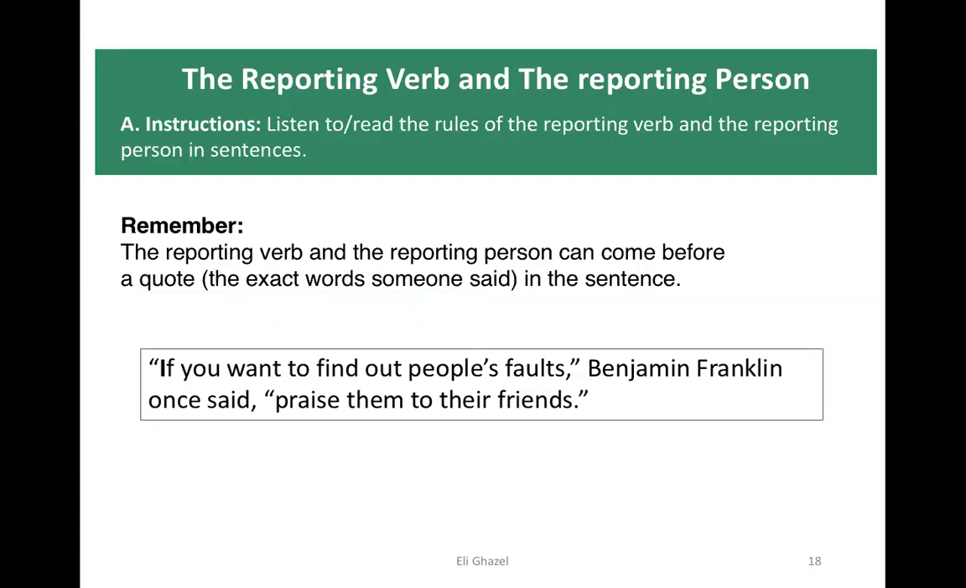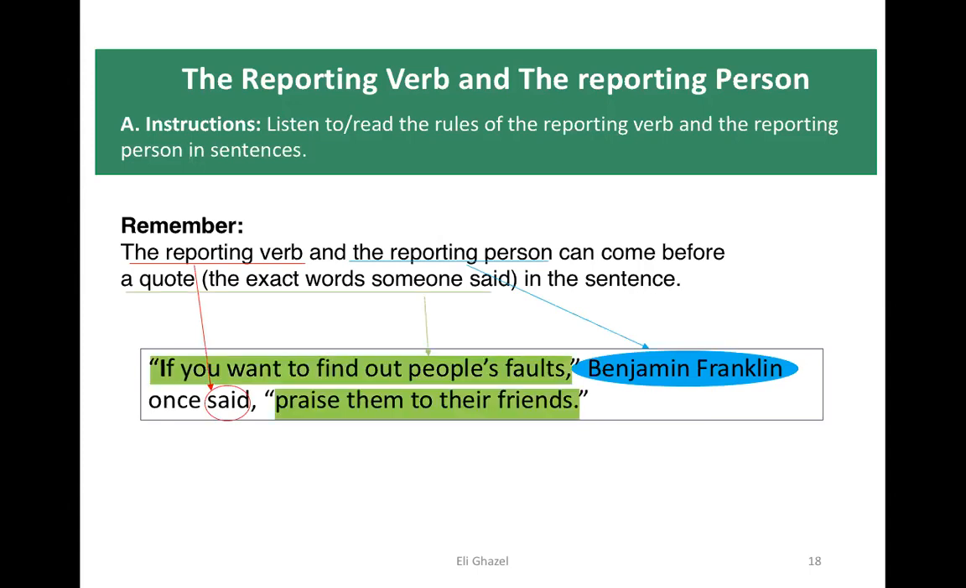Let's do it again. We want to find a reporting verb and the person who said it and their exact words. So what's the reporting verb? Said. And who said that? Benjamin Franklin. Okay. What were his exact words? If you want to find out people's faults, praise them to their friends.